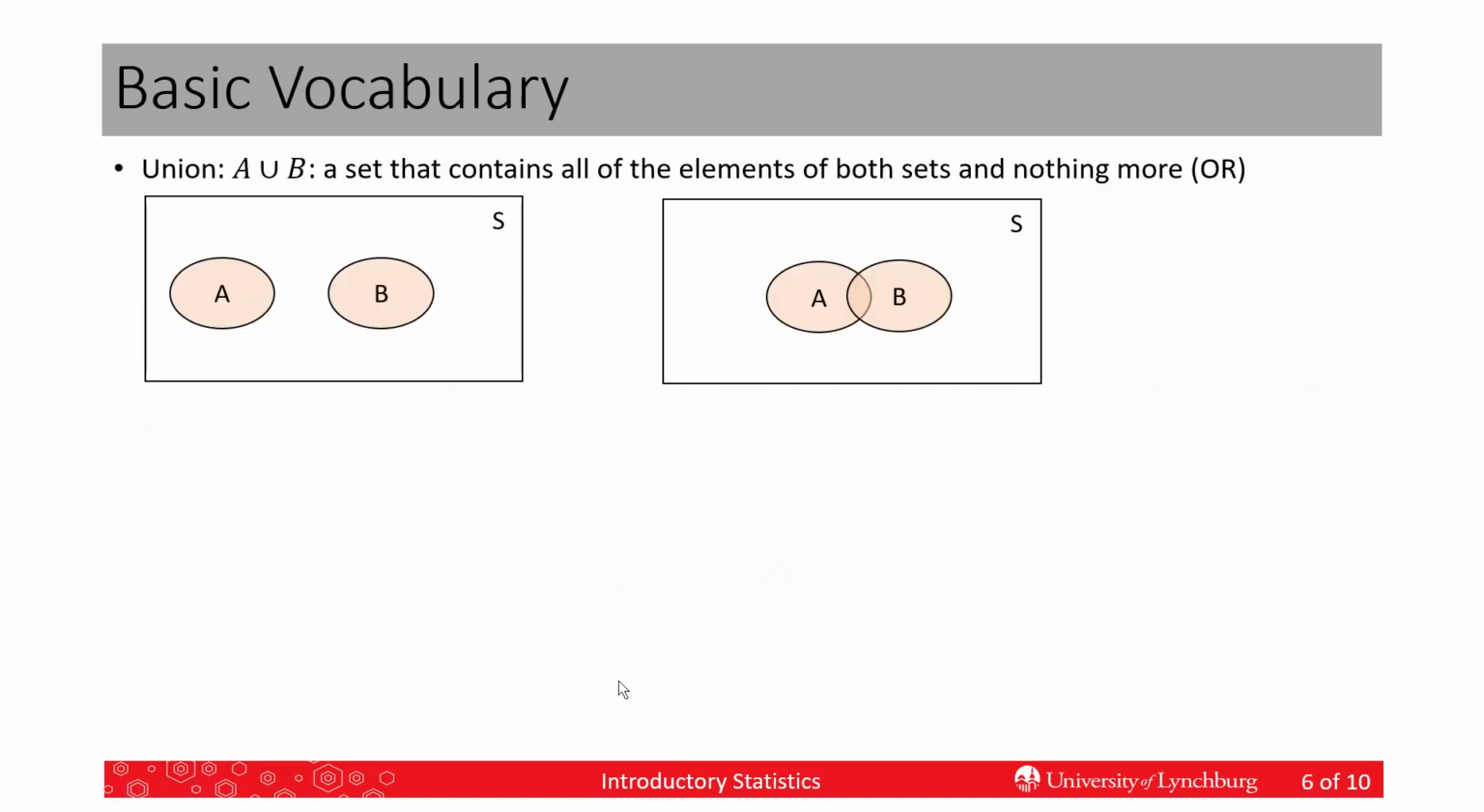So here is a depiction of the union of A and B. It's the shaded portion inside the sample space. So A is shaded, B is shaded. If I'm in A, I'm certainly not in B, and vice versa. But if I'm in either of these, then I'm in the union or the or.